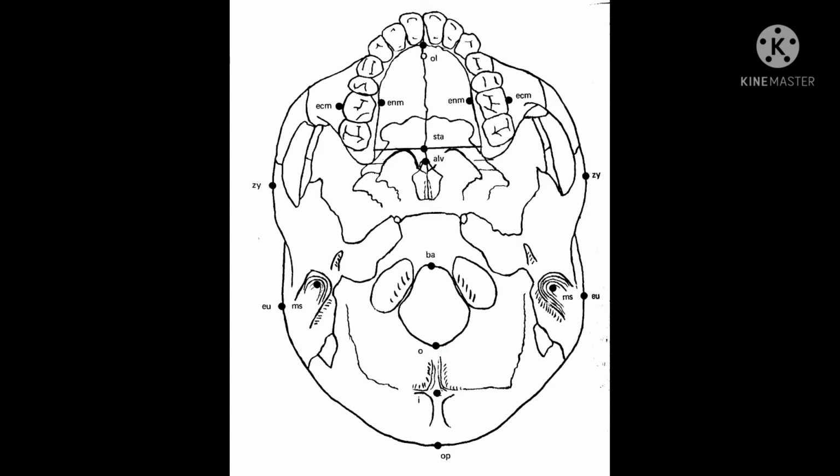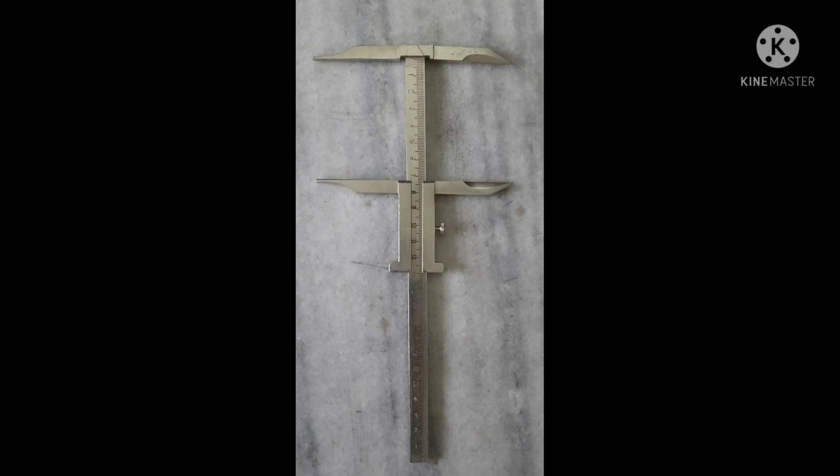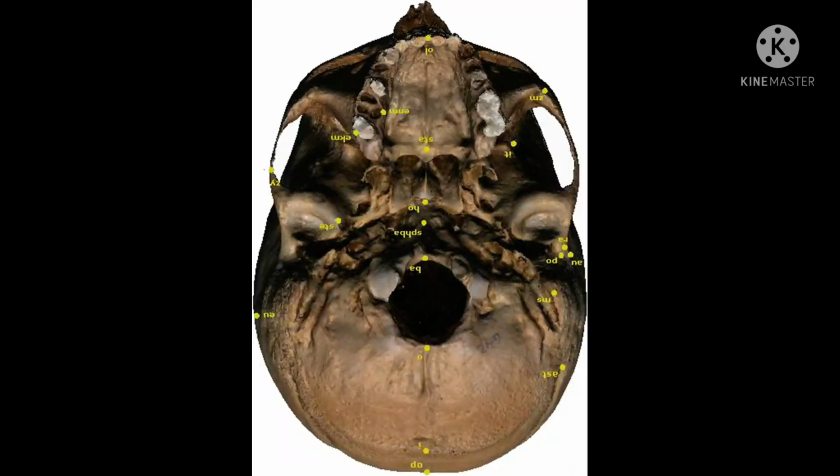For this measurement, the instrument used is a sliding caliper. For taking the measurement, first the skull is allowed to rest with its norma basalis facing upwards. Then the end of the fixed crossbar is placed against one point, and the movable crossbar is slid over to touch the other point. So this is all about the measurement of the length of the foramen magnum.